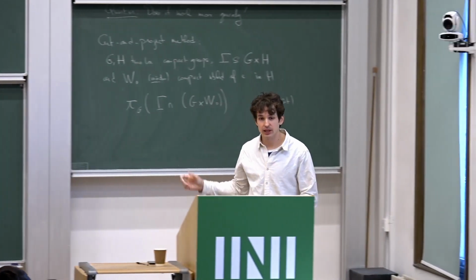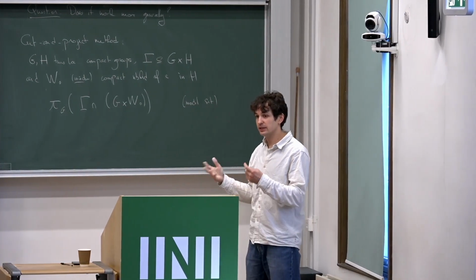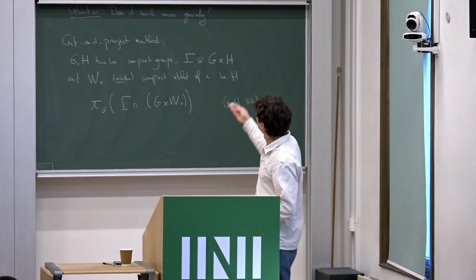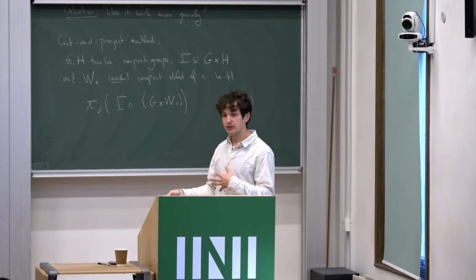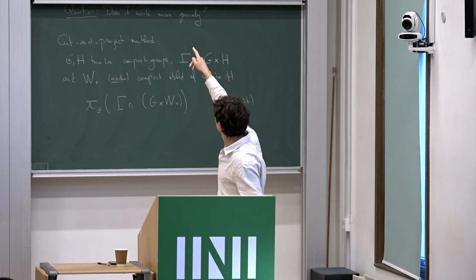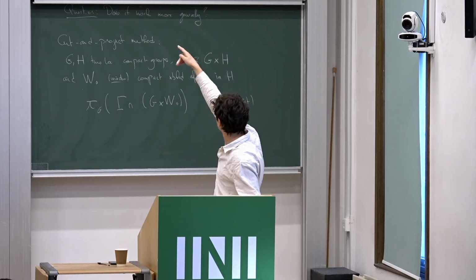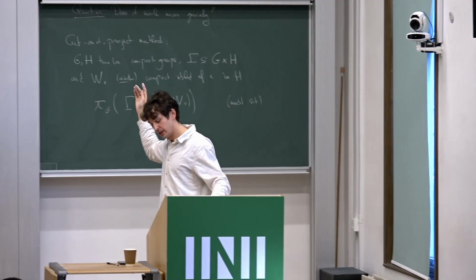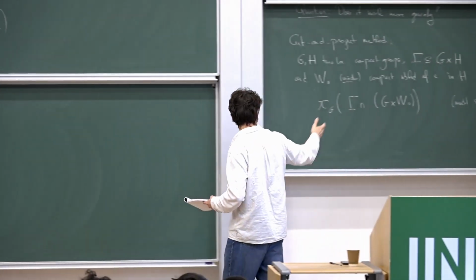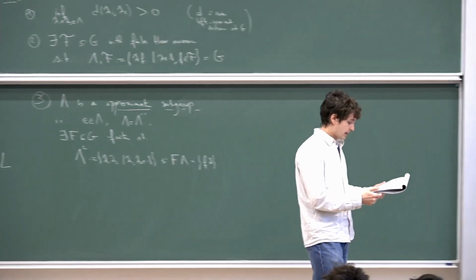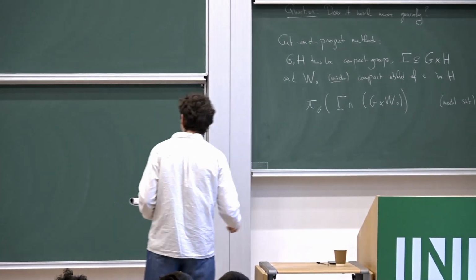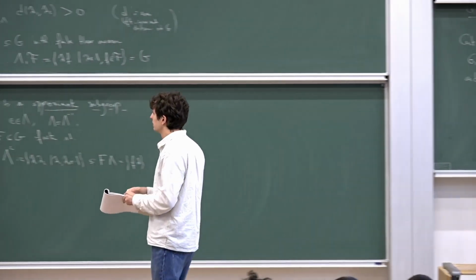So now that we have a general cut-and-project method, the obvious question is, given an approximate lattice in a general locally compact group, is it commensurable, or related in a way? Is it a model set? Is it constructed from this cut-and-project method? There's been quite a bit of work around that.